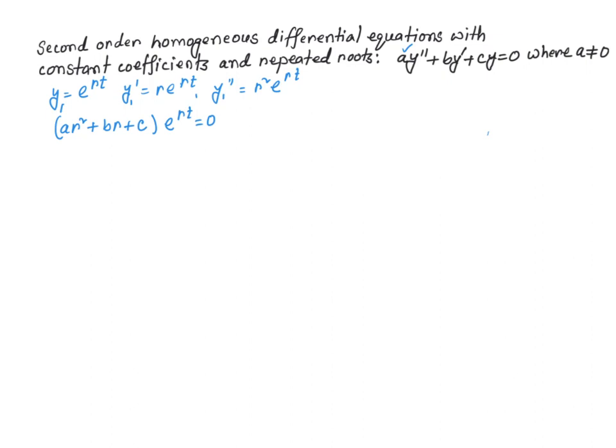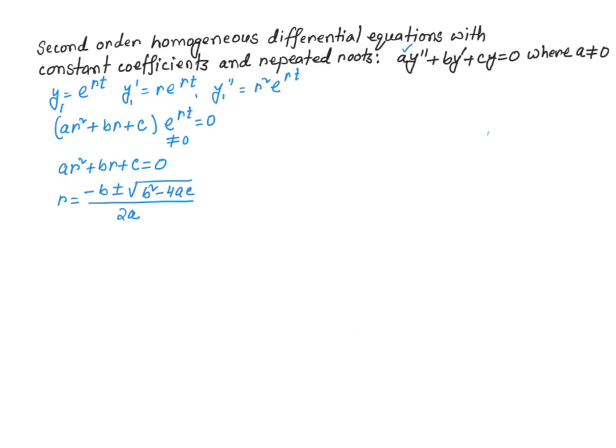Now e to the power rt is never 0, so this cannot be equal to 0. Therefore, the characteristic equation has to be 0, right? So a r squared plus b r plus c is equal to 0. This is a quadratic equation and we can solve it very easily. r is going to be equal to negative b plus or minus the square root of b squared minus 4 times a times c, all of it divided by 2 times a.